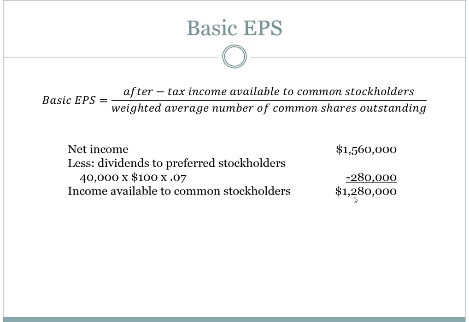So now we have our numerator, $1,280,000, and we have our denominator, 1,170,000 shares. And so basic earnings per share is $1.09. That is the net income available to the common stockholders divided by the weighted average number of common shares issued and outstanding for the year. That is what's known as our basic earnings per share, or basic EPS.